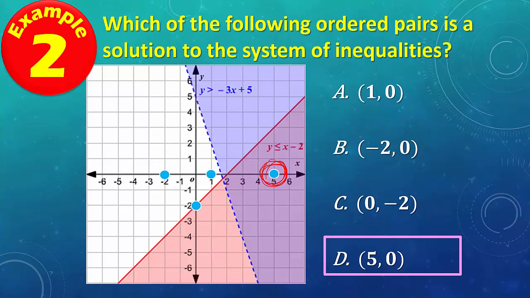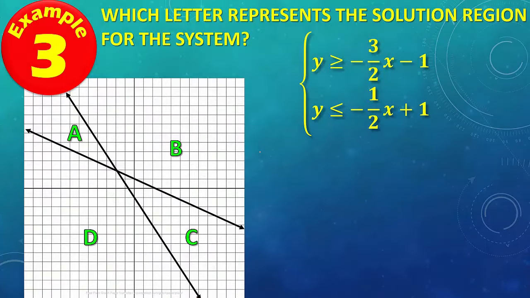Okay. Just a quick note. If I had a point that was right on the dashed line, that wouldn't be a solution because anything that's on the dashed line is not a solution. However, if I had a point, say up here, that was on the solid line, that would be a solution because anything on the solid line is also considered a solution. And so it would be a solution to this one, and it's in the shaded area above the dashed line. So that would work.